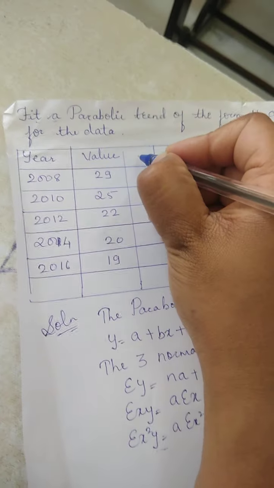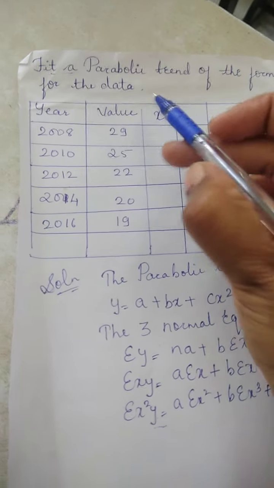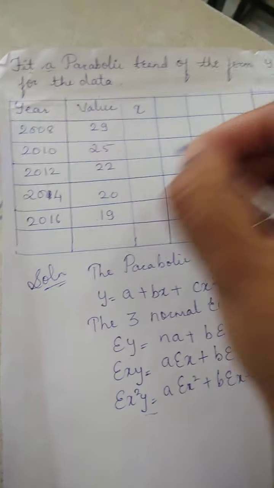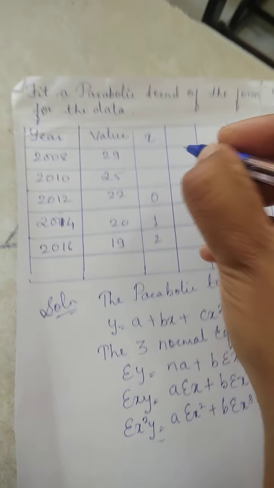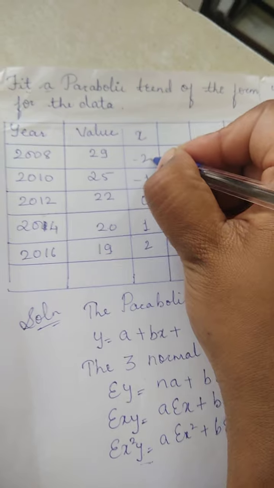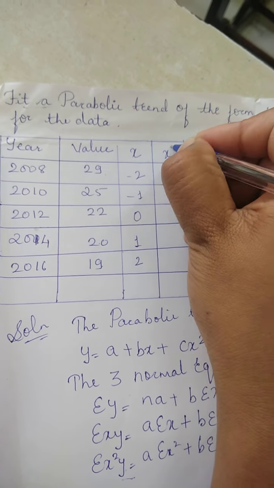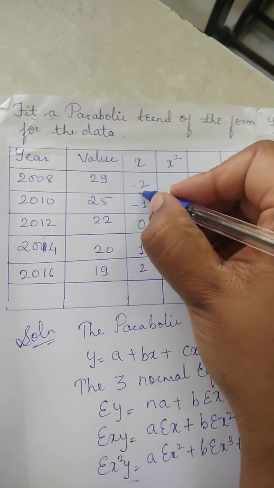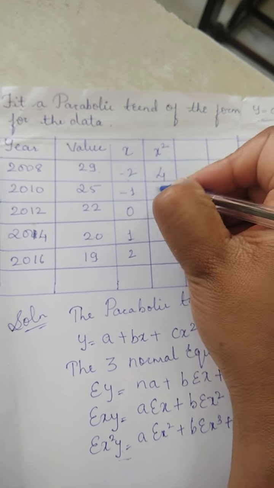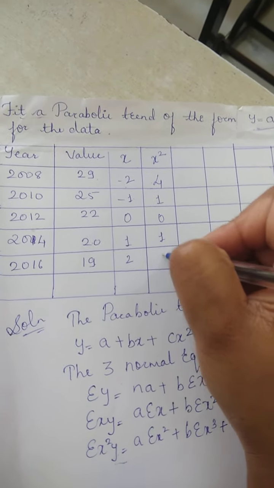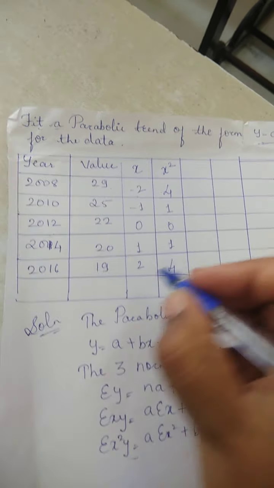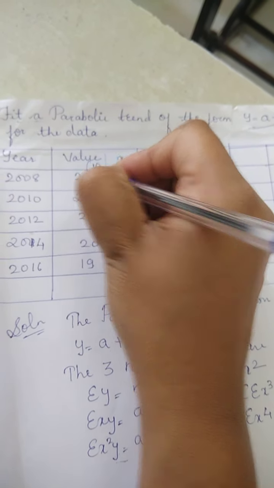So the first column is x. See how many years are there: 1, 2, 3, 4, 5. If it is odd, the middle one is 0. Here 1, 2, and here minus 1, minus 2. Then next column we need x square, the square of this. Minus 2 square is 4, minus 1 square is 1, 0, 1, 4. So here the value is nothing but y.